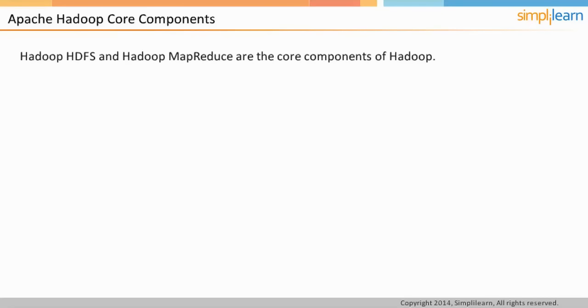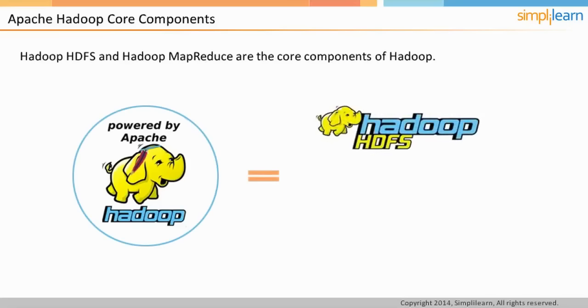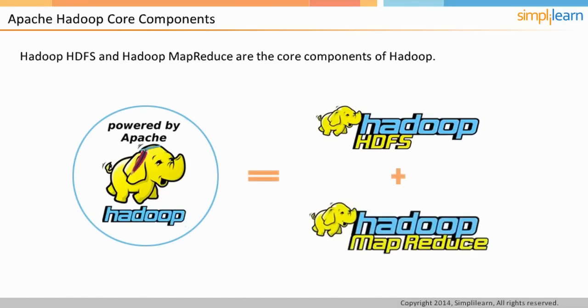There are 2 major components of Apache Hadoop. They are Hadoop Distributed File System, abbreviated as HDFS, and Hadoop MapReduce. HDFS is used to manage the storage aspects of big data, whereas MapReduce is responsible for processing jobs in a distributed environment. In the next screen, we will discuss HDFS.